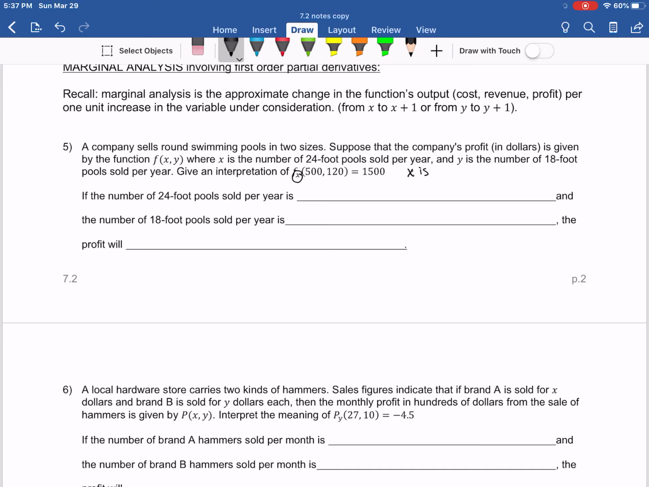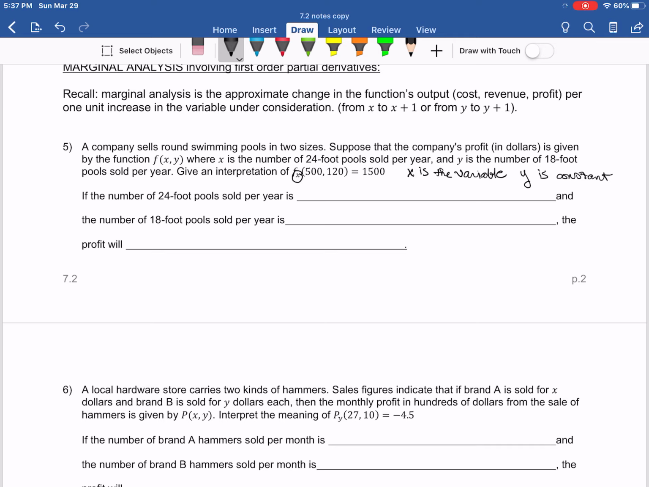So the subscript x in this location tells you that x is the variable. X is changing. X is allowed to change. X is allowed to go up. However, y is constant. Y is constant.